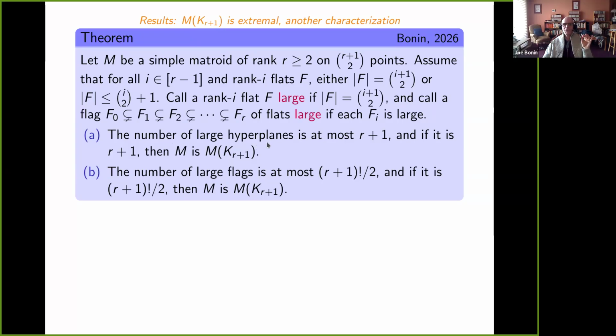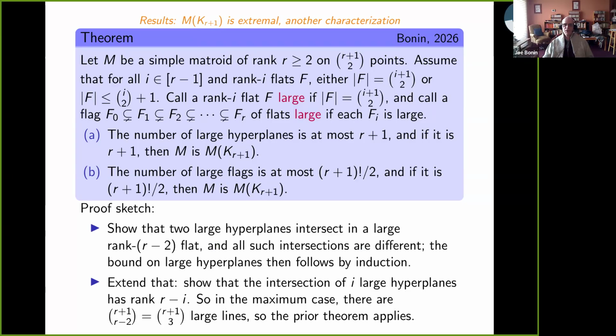Then the number of these large hyperplanes, so that's a valuative invariant, is at most r+1. And the only time it is r+1 is the cycle matroid of the complete graph. Likewise, the number of large flags is at most (r+1)! over 2, and the only time you achieve that is the cycle matroid of the complete graph. So those are two more ways of realizing that this cycle matroid is extremal.